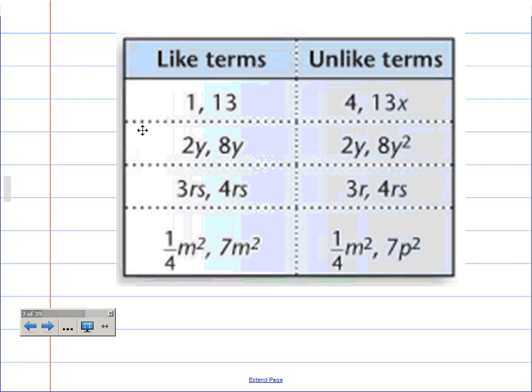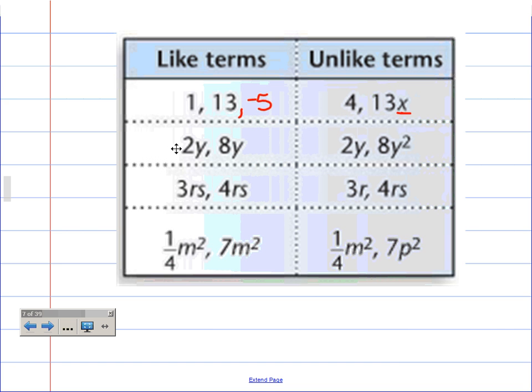If we look at like terms, you'll see that they have the same variable. So if you look at the first ones, numbers 1 and 13, those are alike. They're both just normal numbers. I could add a -5 to that list. Those are alike. Over here, they're not like because this one has an x with it.